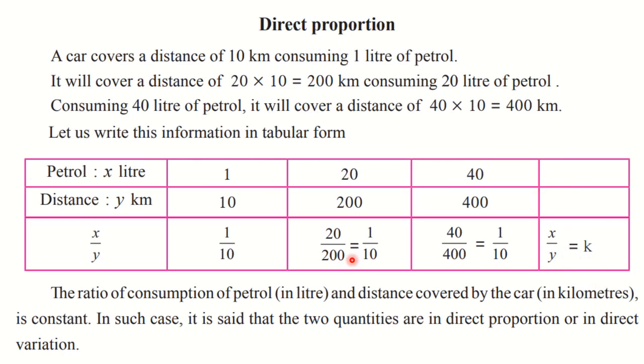What more you will observe here is that in case of direct proportion, if one quantity is increasing, the second also is increasing. Like see here, 1 liter petrol and distance is 10 km. But when the petrol becomes 20 liters, the distance has become 200 kilometers. That means when one quantity is increasing, the other also increases. Such a relationship is called what? Direct proportion. And in direct proportion, division remains constant. This you have to keep in mind.